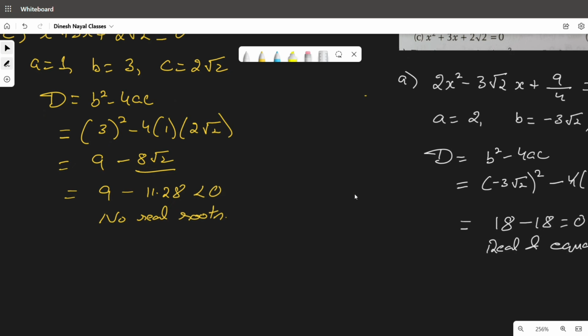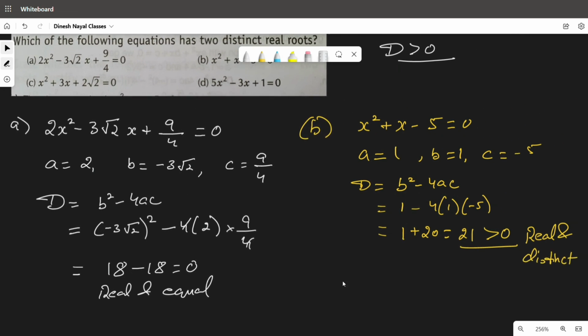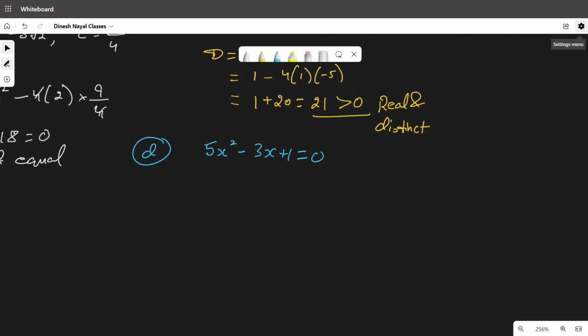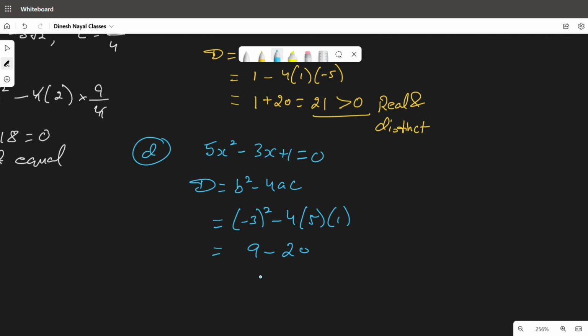So now checking for D. D is 5x square minus 3x plus 1 equals 0. So here A is 5. Discriminant, b square minus 4ac, that will be minus 3 whole square minus 4. Now A is 5, C is 1. So minus 3 whole square will be 9, minus 4 5s are 20, which is minus 11.